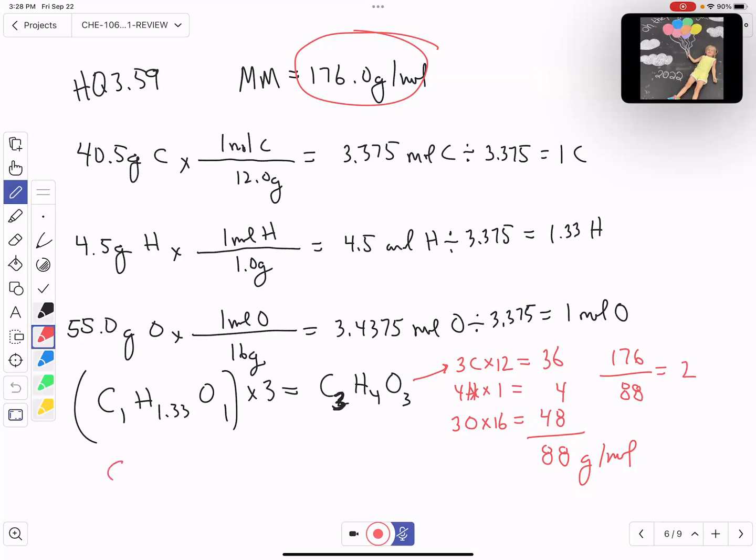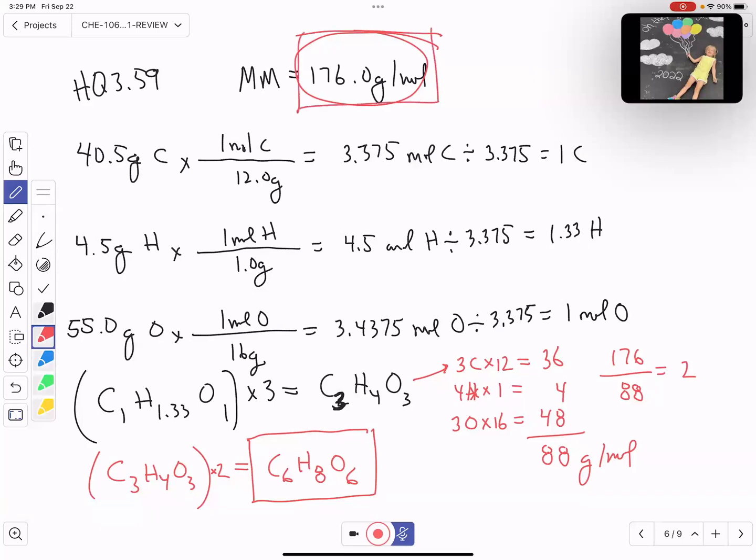So we're going to take our empirical formula C3H4O3 and multiply it by 2 to get C6H8O6 as our molecular formula, which if we added up all the carbon, hydrogen, oxygen, it should equal 176 grams per mole.